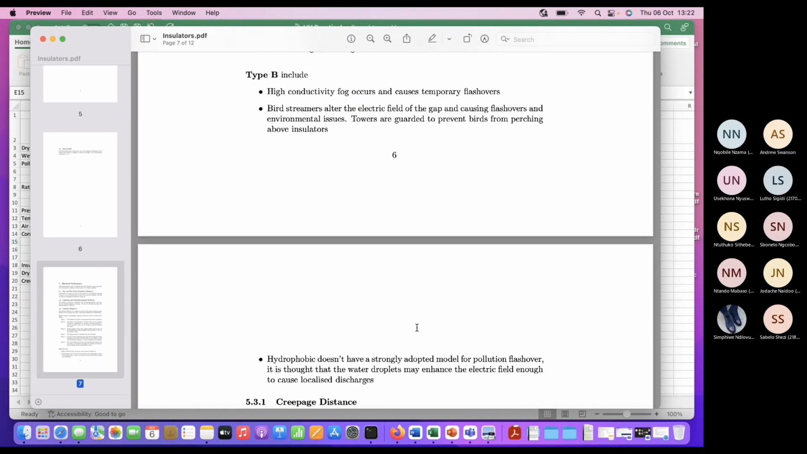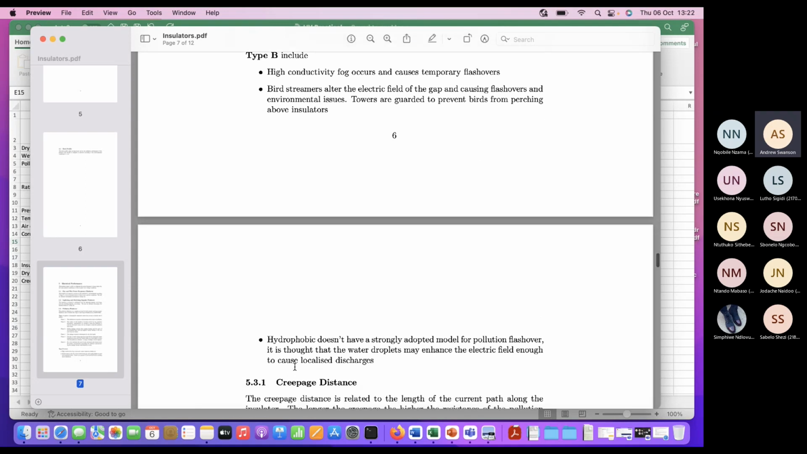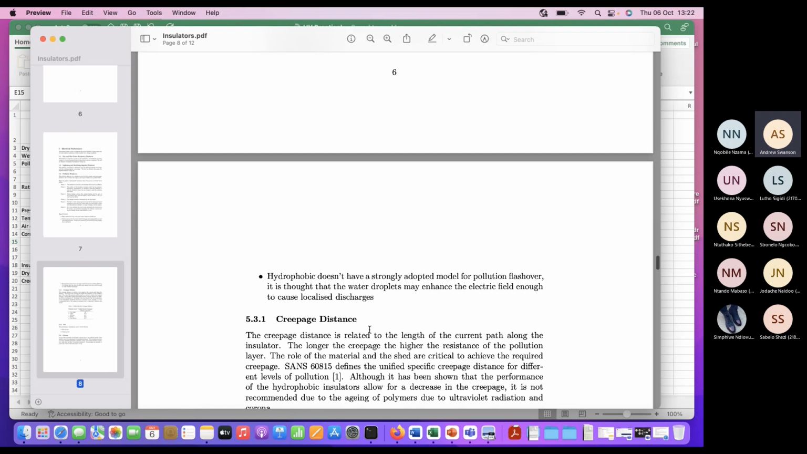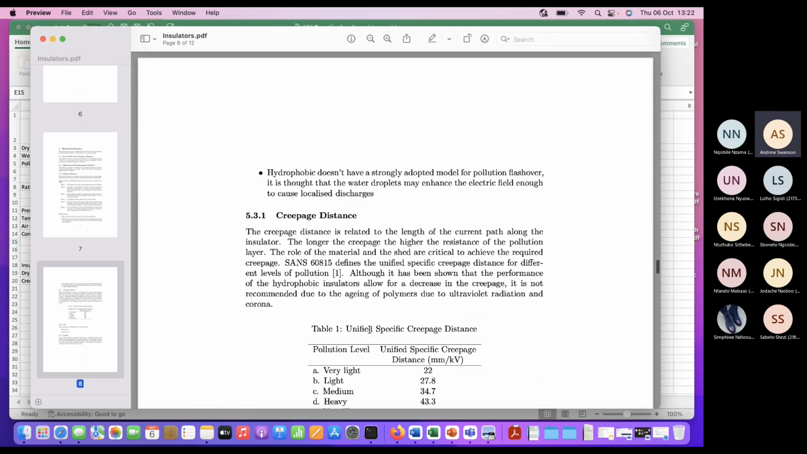Right. For the type B insulator pollution flashover, you could have seen that it was the hydrophobicity, and there are a couple of images where you could see the bubbles had an enhanced field and there was glowing around those bubbles, rather than the drying of the pollution layer that you saw in the ceramic type insulators.